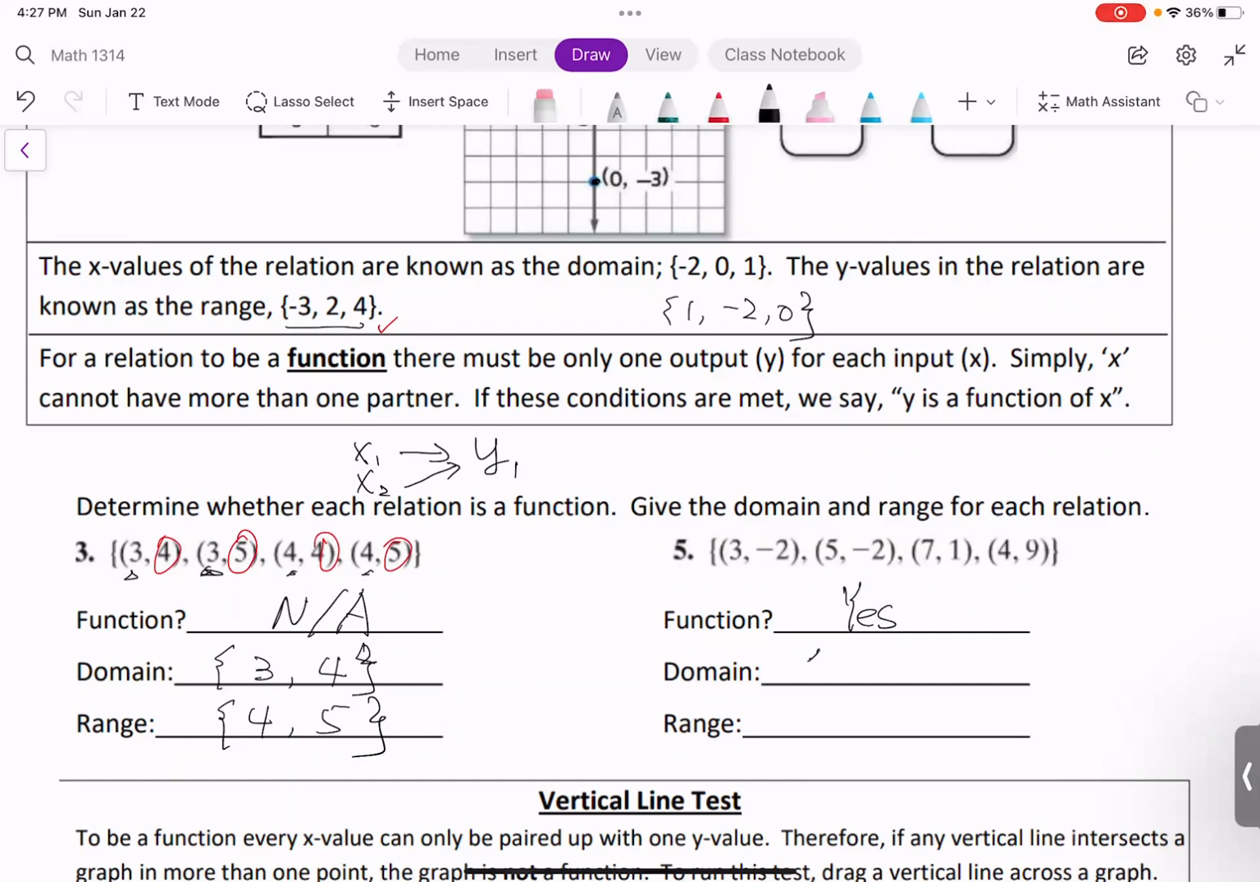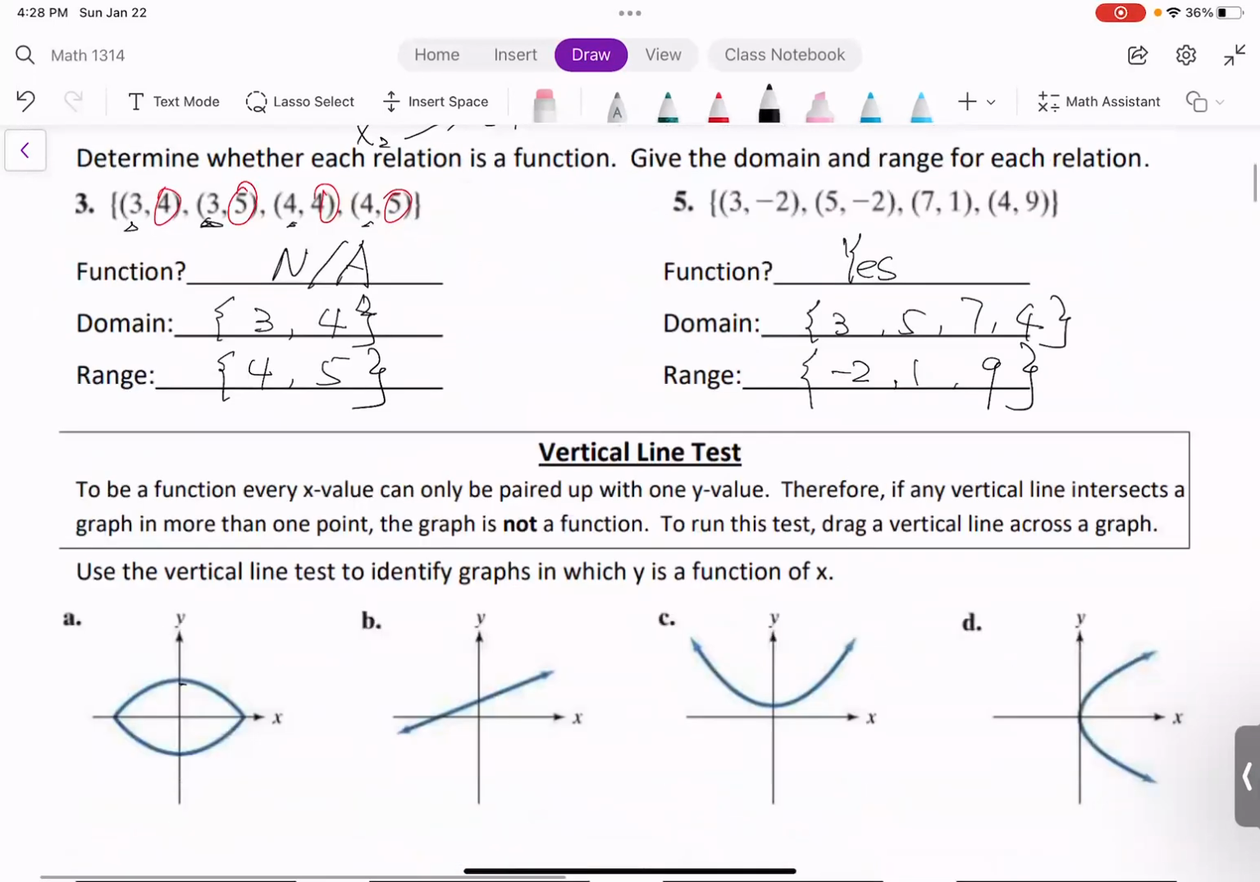And the domain lists all the x values here: 3, 5, 7, 4. Let's see the range. Range means all the y values: -2, 1, 9. Even though -2 appears twice, it is still listed once in the set notation.